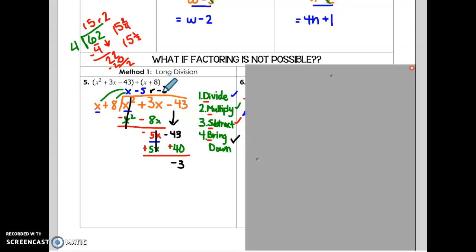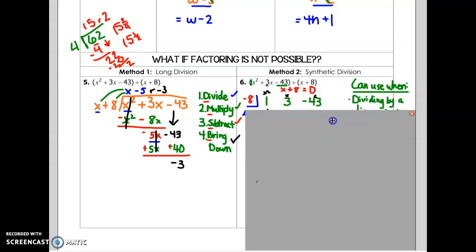Okay, so the other option though, which I would say is a simpler option, it's the same problem, but the second method is called synthetic division. So I'm going to talk to you about when you can use this. You can use this when you're dividing by a linear factor, okay, and its coefficient is 1. So we're dividing by x plus 8, and its leading coefficient is 1, okay? So what we've got here is we're going to set it up. Okay, this is how we're going to set it up.